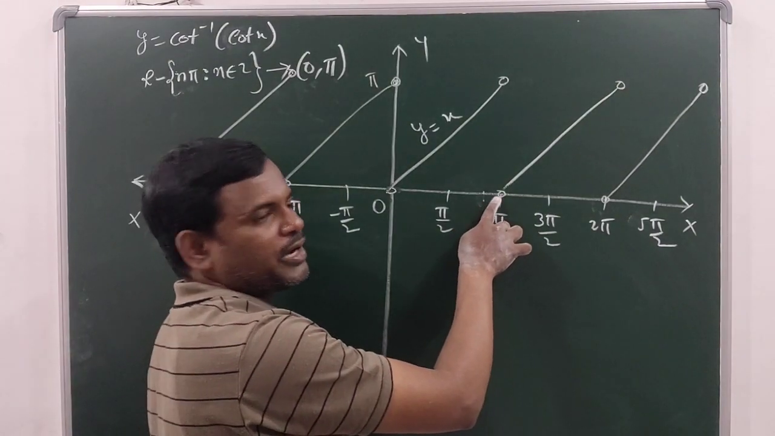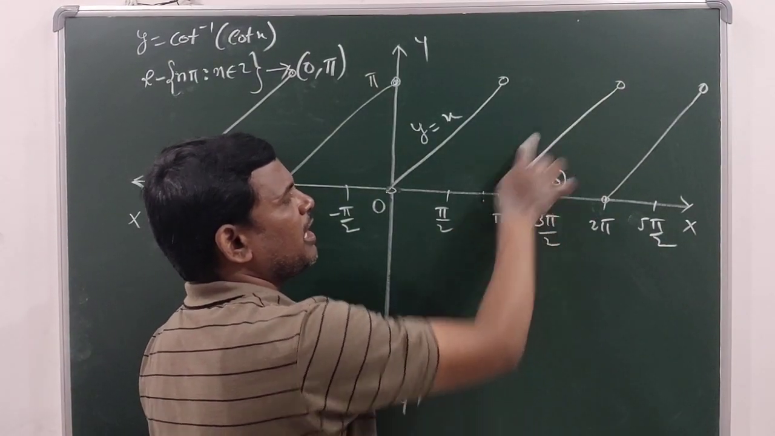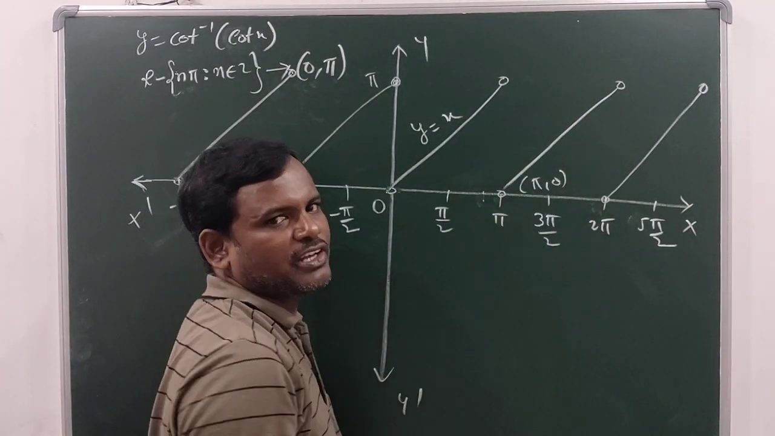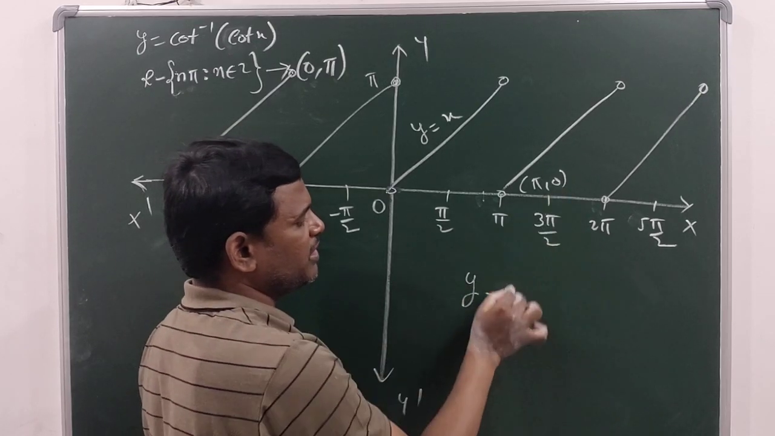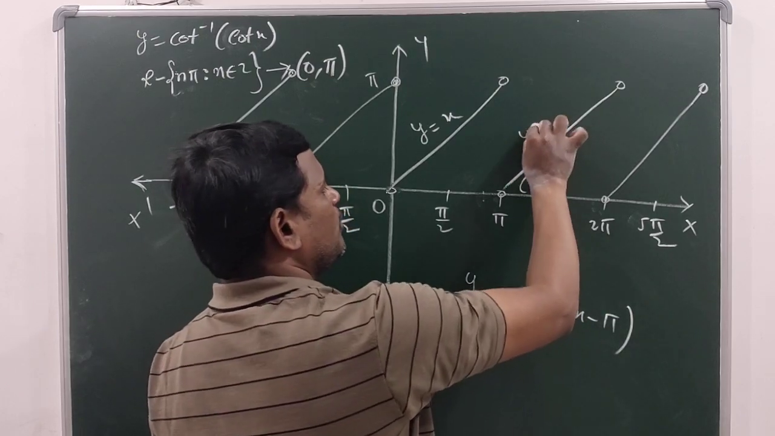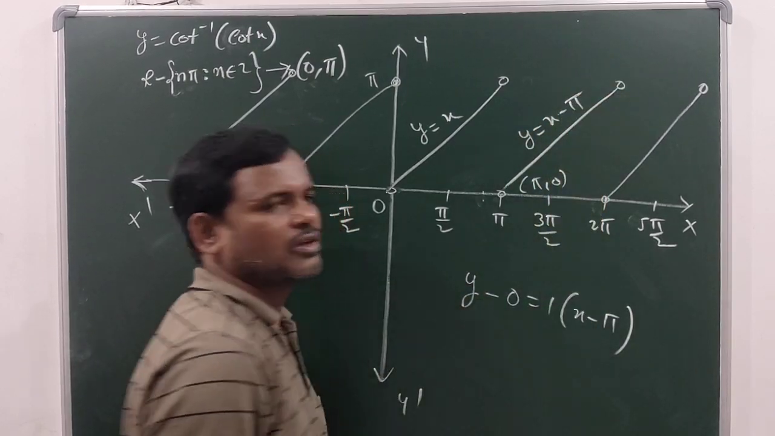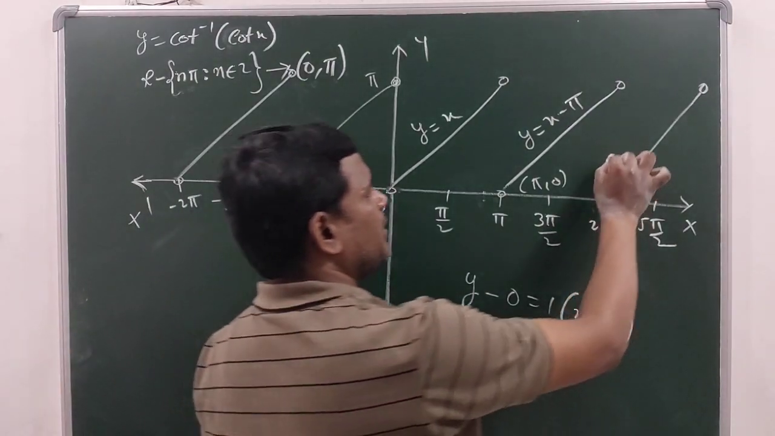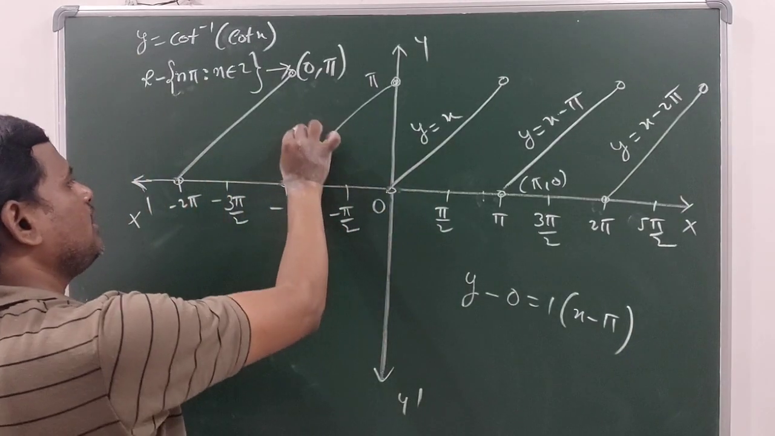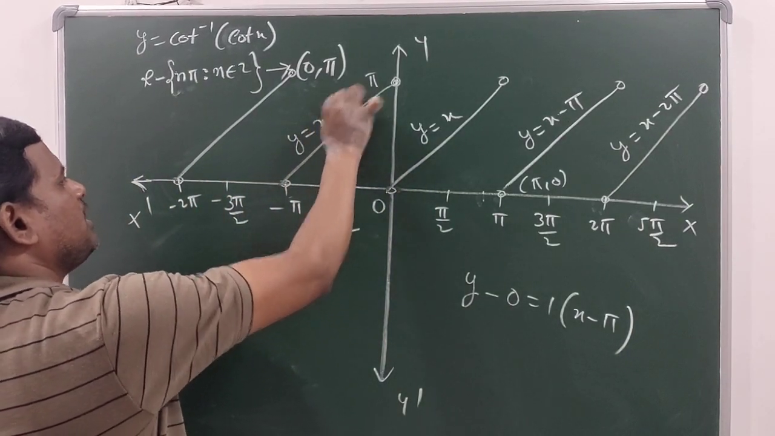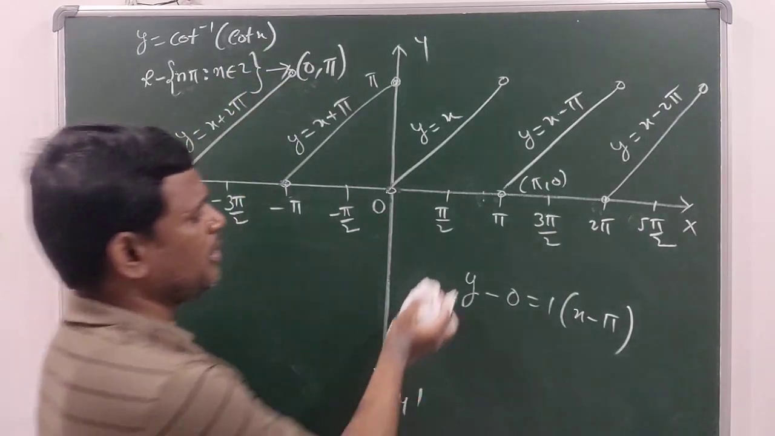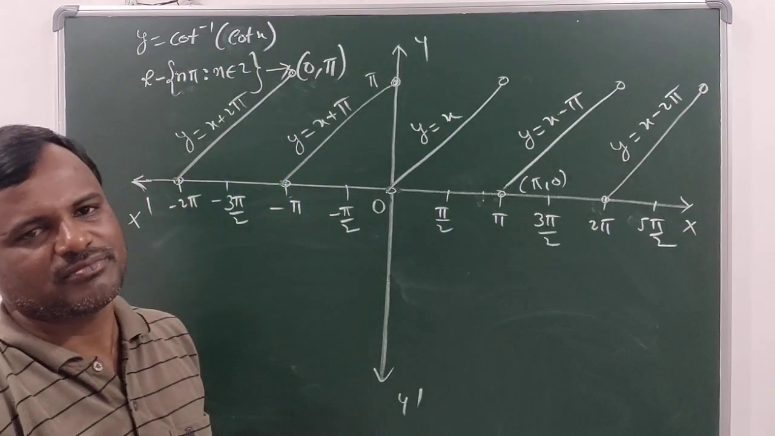So it is passing through pi comma 0 and having slope 1, because here it makes 45 degrees. So now y minus y1, y1 is 0, m value 1, x minus x1 pi. So this is y equal to x minus pi. Okay. So this is y equal to x minus 2 pi. And what about this? y equal to x plus pi. This is y equal to x plus 2 pi and so on. Okay. Applications are same like the previous one.